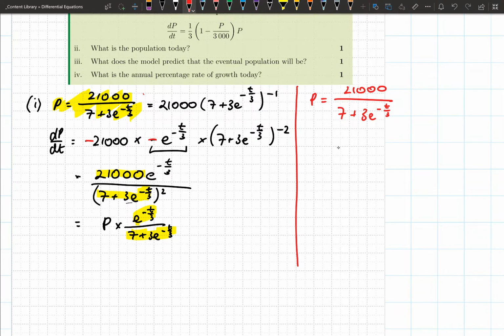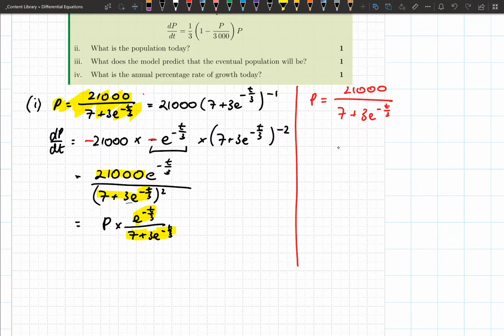Okay, how might I start rearranging this? Move the 21,000 over. I'm going to recommend the other way. Get rid of denominators most of the time. When you get rid of denominators, you just move everything from underneath to the other side. So here I'm just going to rewrite it as P bracket 7 plus 3e negative t over 3 is equal to 21,000. Are you cool with that? Yep. Actually, no, you're right. I'm actually going to do 2 steps here because of a really interesting thing that you know.